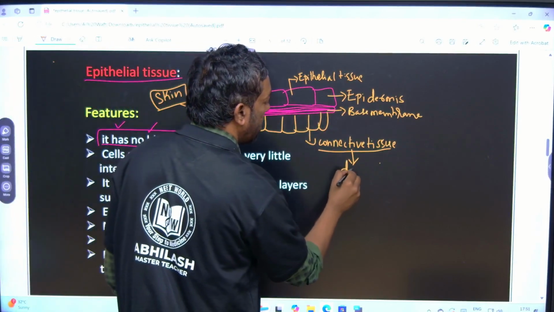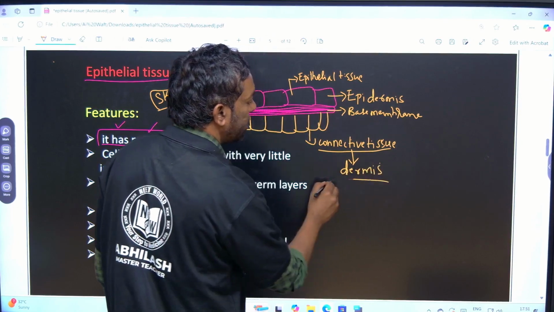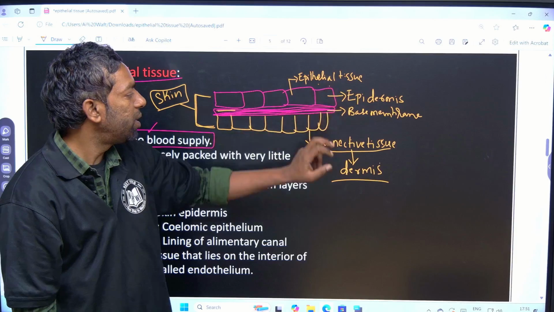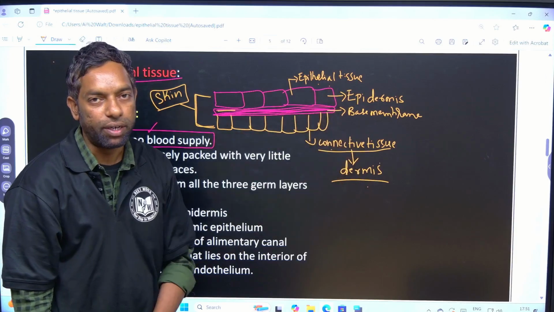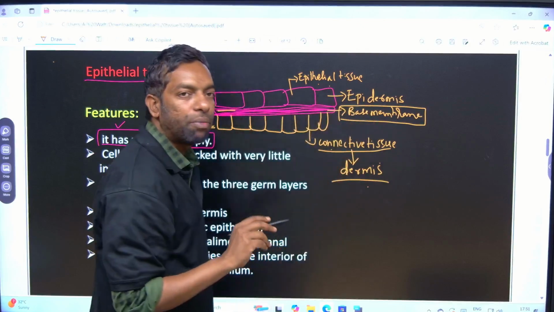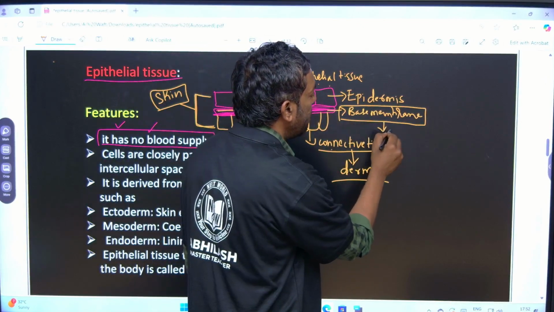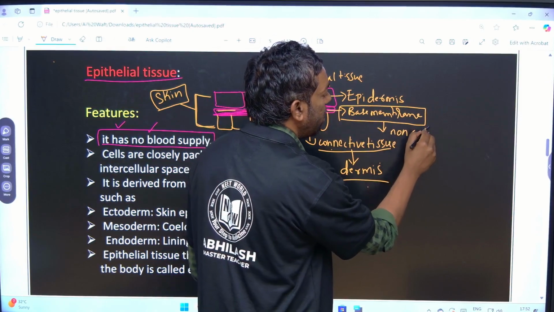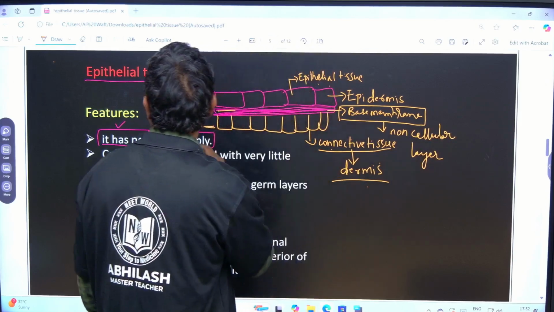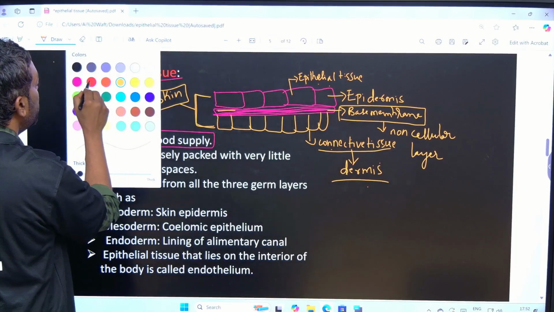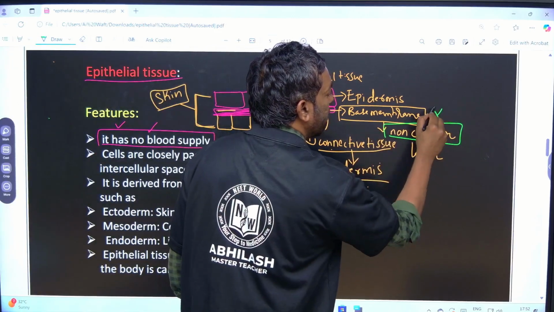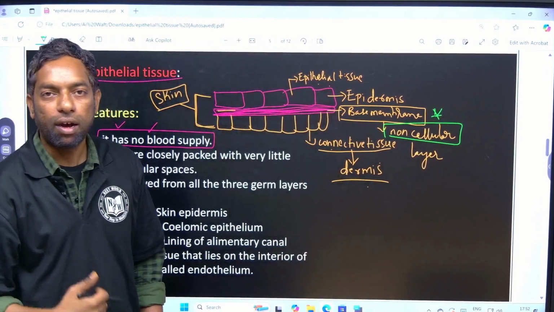Epidermis and dermis. The epidermis is a modified epithelial tissue, and the dermis is the connective tissue. Both are together, and between them there is a base membrane. The basement membrane is a non-cellular layer. This is most important, guys. The basement membrane is the non-cellular, or acellular, layer. This is most important from the exam point of view.